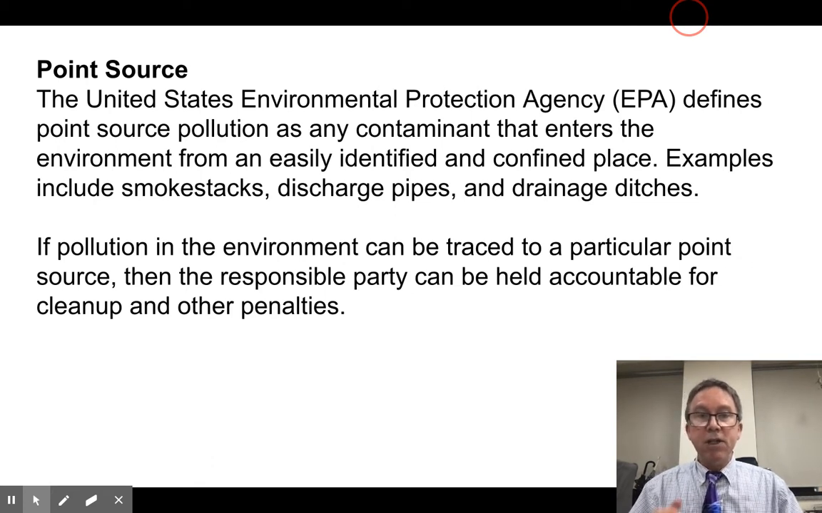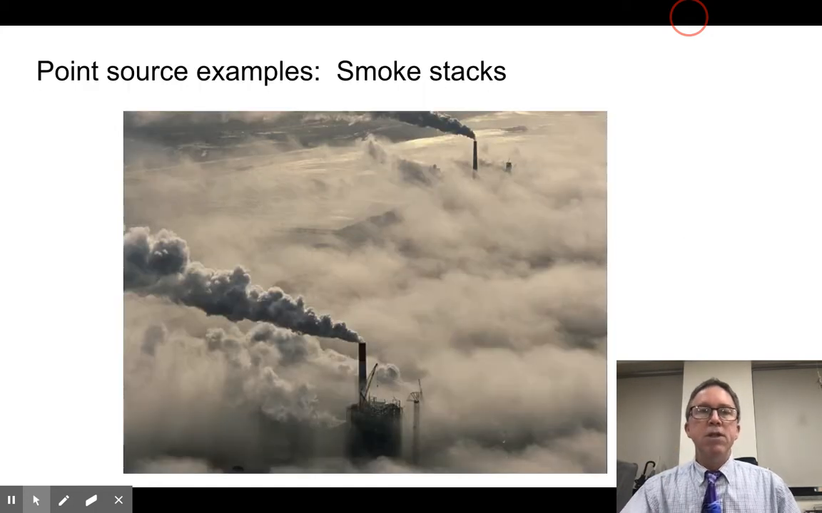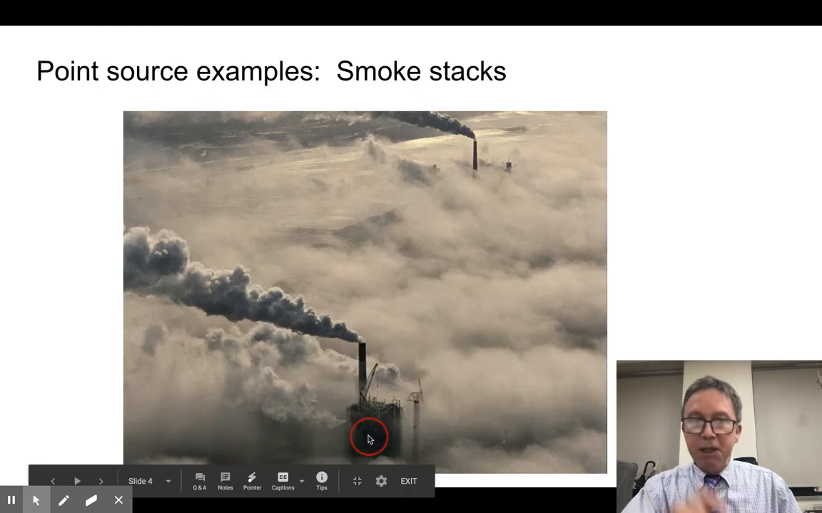So if we can trace it to a certain place, a point source, then we can say you're the person responsible for it. You have to pay to clean it up, and you have to pay any penalties associated with the harm that you've caused to other people and to the environment. So let's just look at a few examples. Obviously, smokestacks. So we can look and say, you know what, all that pollution, all that say sulfur dioxide and mercury is coming from right there. The person who owns this, they're going to pay for it.